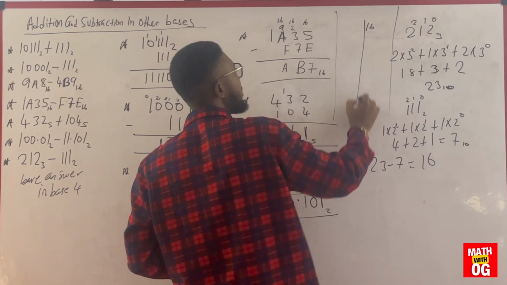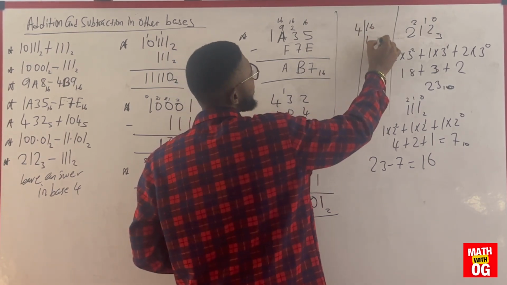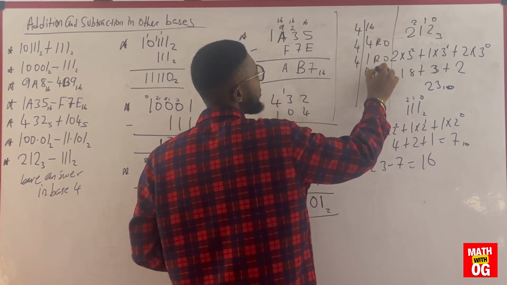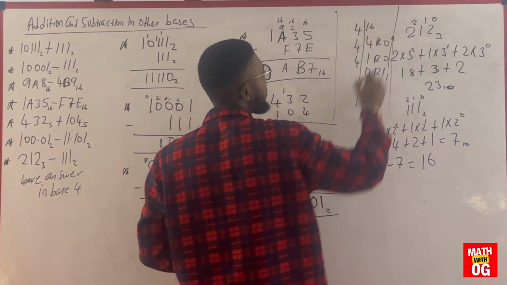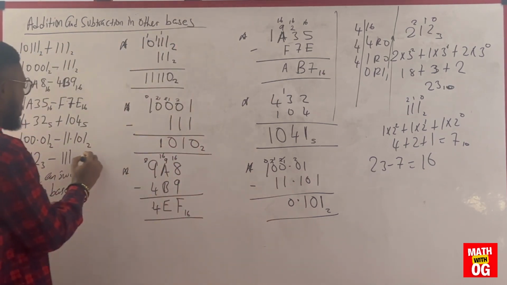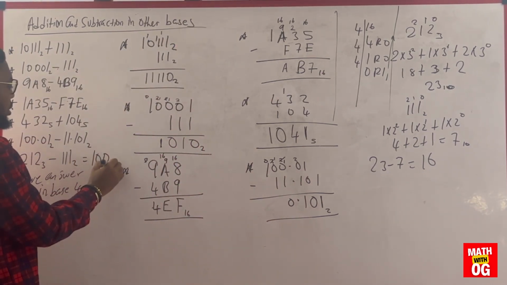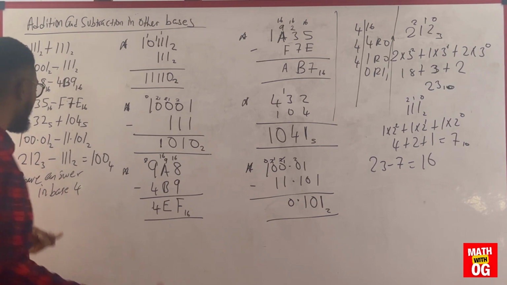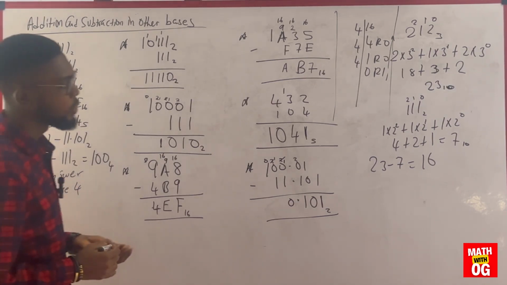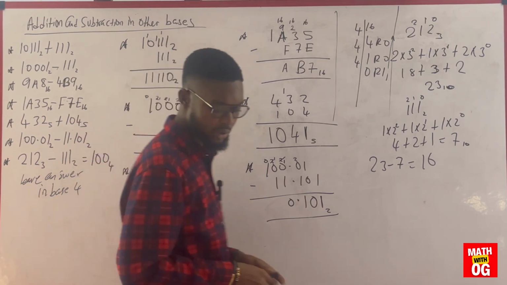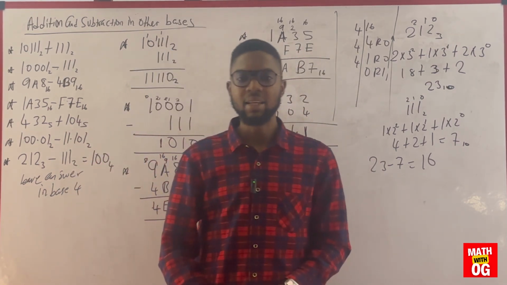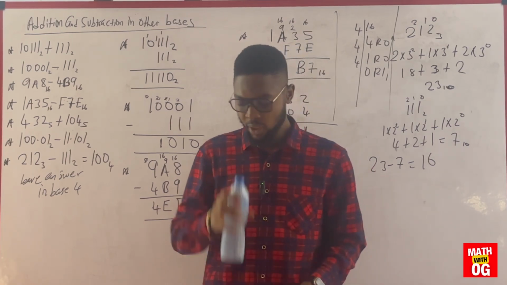16 to base 4. 4 into 16 is 4 remainder 0. 4 into 4, 1 remainder 0. And 4 into 1, 0 remainder 1. Read from bottom to top. So therefore, this minus this is equal to 100 in base 4. If you have to leave your answer in base 2, convert to base 2. If to leave your answer in base 3, convert to base 3. So as you can see, it's actually very easy to add and subtract in other bases.